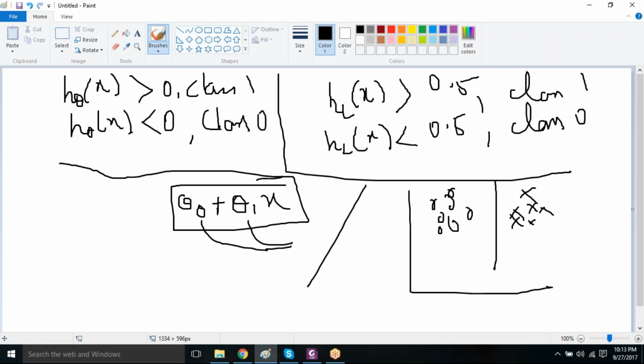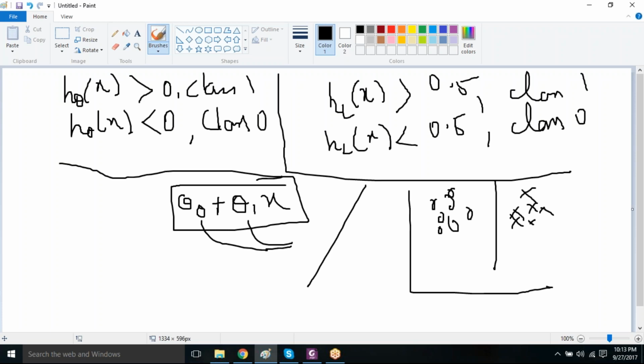So the scenario has changed. The process of finding theta naught and theta 1 is similar, but the only thing is the objective function has changed. The objective function, the error term, has basically changed now.